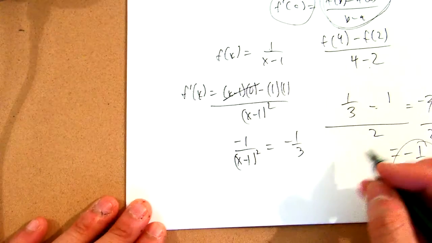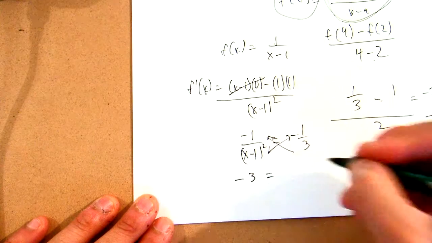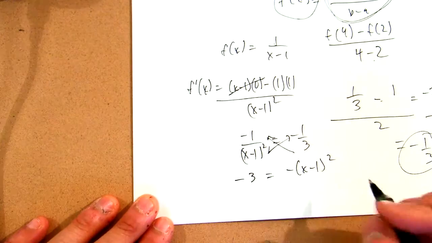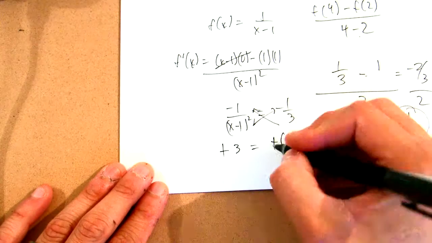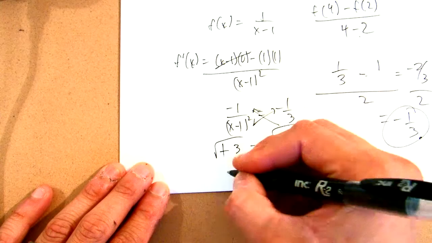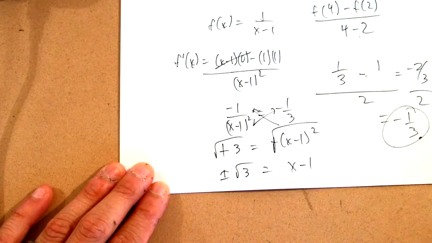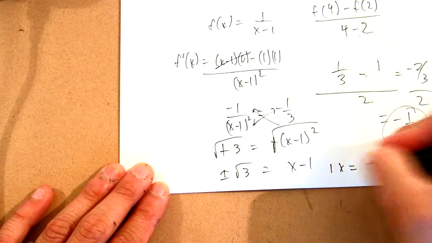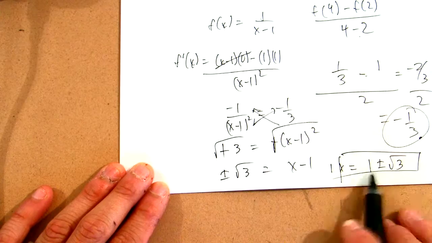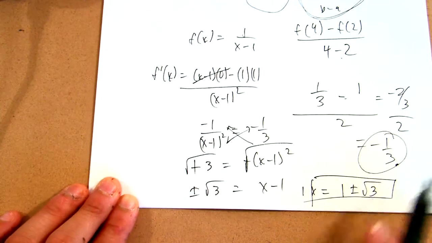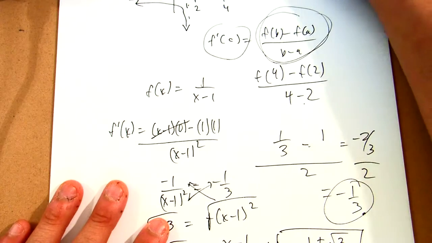I'm going to cross multiply. So I get negative 3 equals negative x minus 1, the quantity squared, divided by negative 1, square rooting both sides now. So you get plus or minus the square root of 3 equals x minus 1. Now if I just add 1, x equals 1 plus or minus the square root of 3. So these are the values where it has the instantaneous rate of change that's equal to the average rate of change, which is negative 1/3 over here. Okay, and that's how we do these problems.